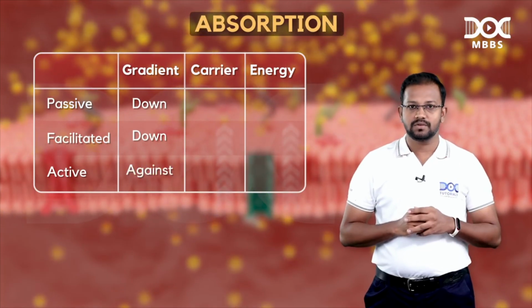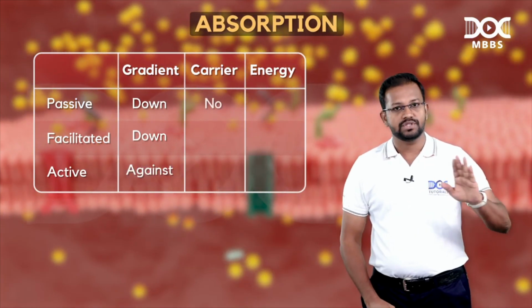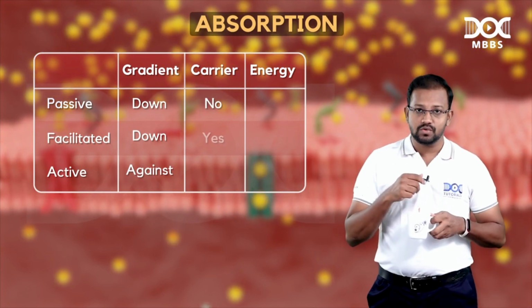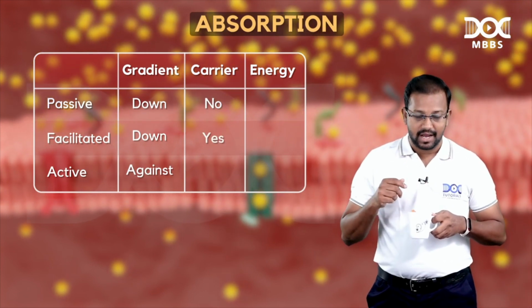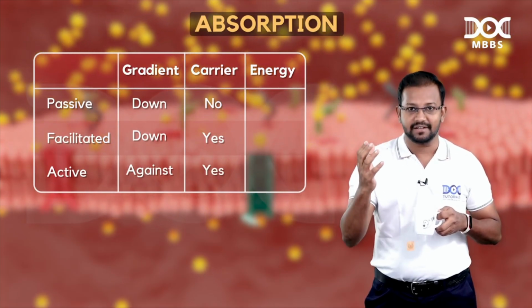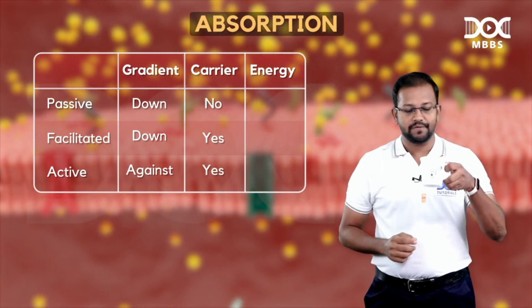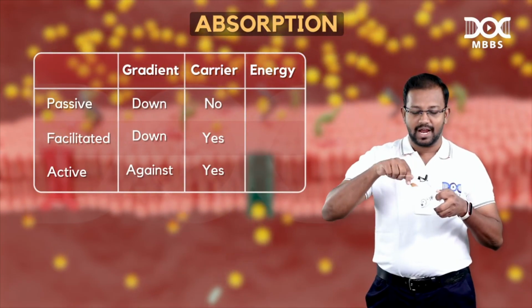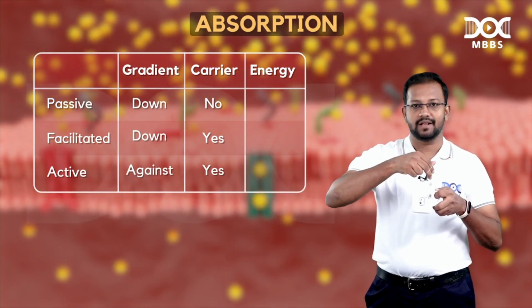What about carrier molecules? For passive diffusion, I have not used any of the carrier molecules, but for facilitated diffusion, I use a carrier molecule. Clear? And for active transport, I use a carrier molecule. Here, the carrier molecule is my hands here. Right? For passive diffusion, I don't use any carrier molecules. For facilitated diffusion, I use a carrier molecule. And for active transport also, I use a carrier molecule.